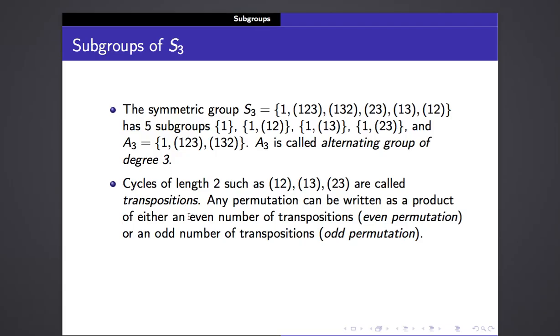I just mentioned this, and this is the important part. Any permutation can be written as a product of either an even number of transpositions, in which case we call such a permutation an even permutation, or an odd number of transpositions, in which case it is called an odd permutation.